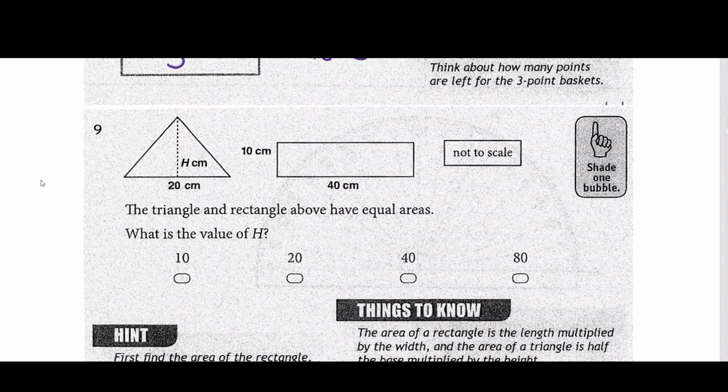The triangle and rectangle above have equal areas. What is the value of h? So the area of a rectangle is equal to length times width. So the area of this rectangle is going to be the length, which is 40, times the width, which is 10. So that's 400 square centimeters.